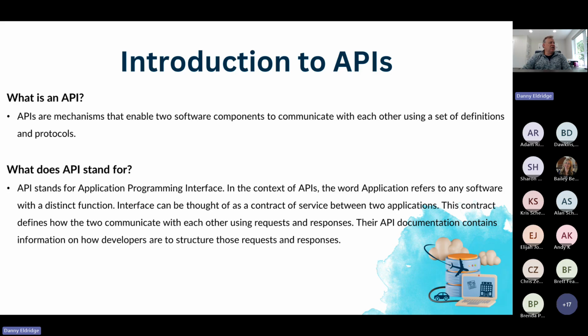So, introduction to APIs. What is an API? An API is a mechanism to enable two software components to communicate with each other using a set of definitions and protocols. So basically, it allows two applications to talk to each other and share information. One might update the other, one might pull data from another. From that standpoint, an API just allows the ability to pass data between two applications.